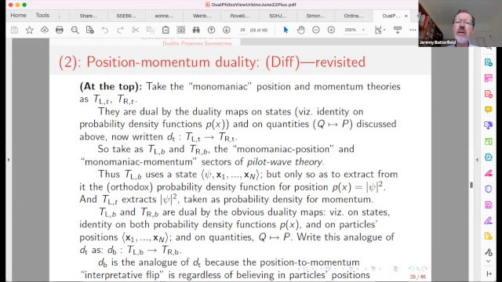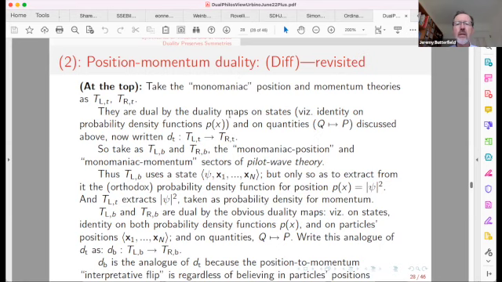On the other hand, sorry, there's a misprint there. It shouldn't say TL sub T on the left, probability density for momentum. It should be, of course, TR sub B does the same for momentum. They're dual by the obvious duality maps, the ones we had before, just with the treatment of the particle positions as part of the quantum state, part of the notion of state at the bottom.